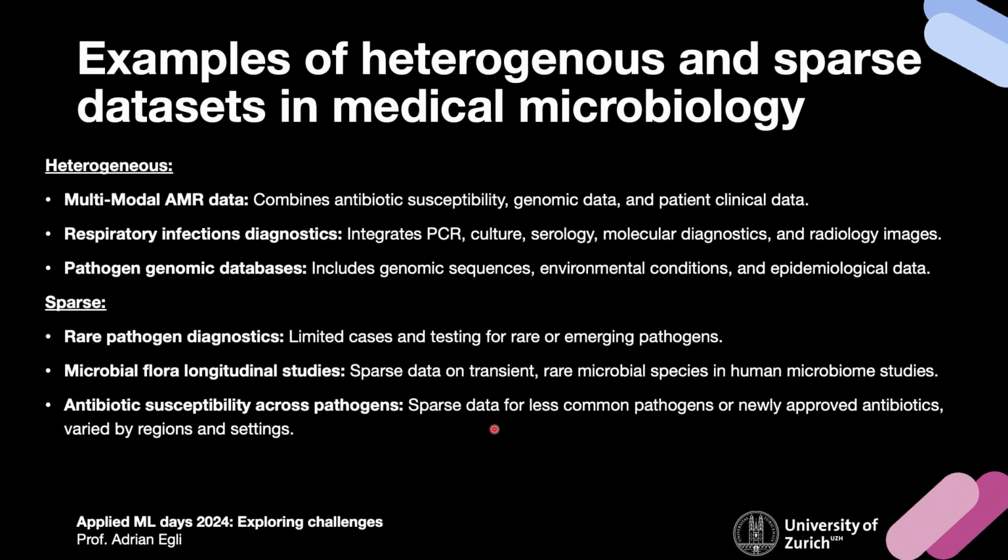So then I basically asked ChatGPT, and maybe I should disclaim this here, what are examples of heterogeneous and sparse data sets? And you can see here a few examples, and I think they are pretty good. So you see here as an example, multimodal AMR data. That's a heterogeneous data set. You could have antibiotic susceptibility data, which is phenotypic. You could have genomic data, and you could also have patient data. So that would be a classical multimodal data set.